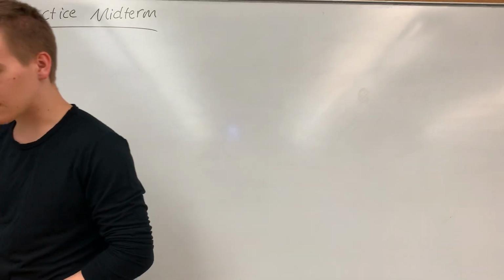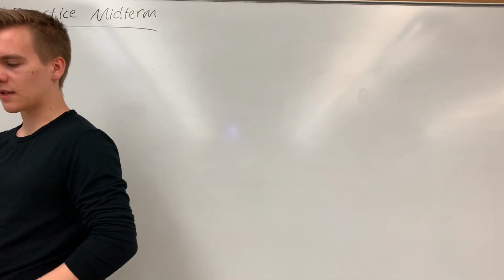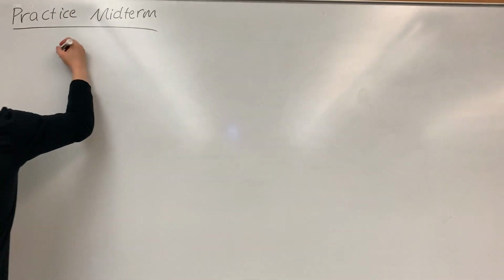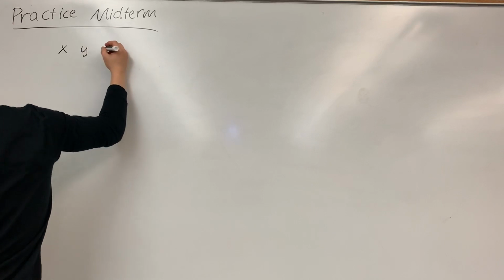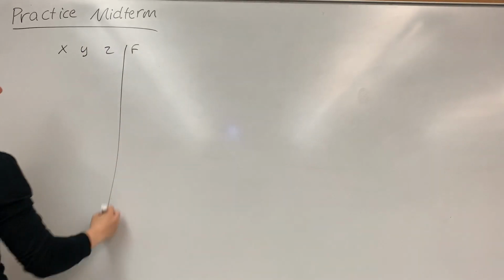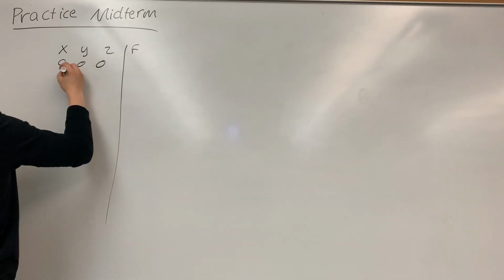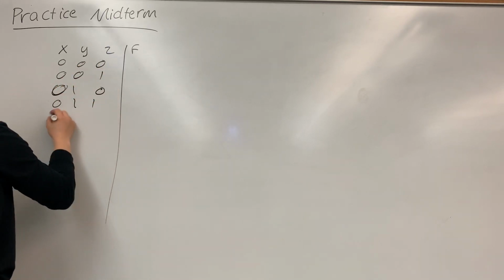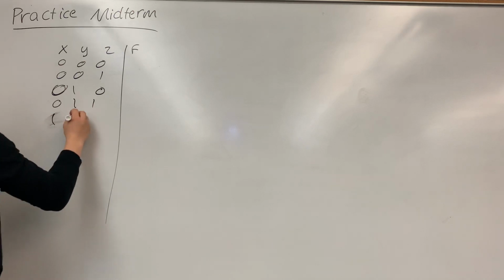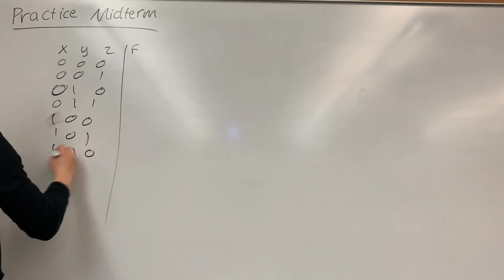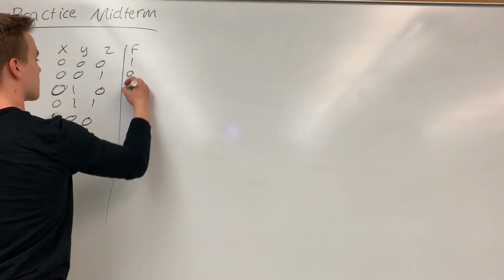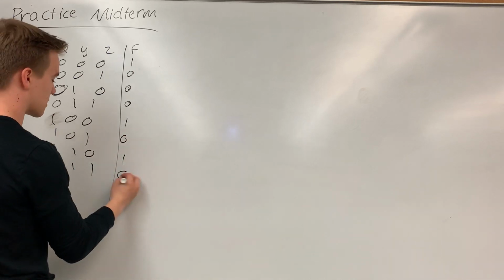Problem 2 says, consider the Boolean function f presented with the following truth table. Oh boy. Okay, I'll write out the truth table really quickly. It goes x, y, z, f. It's going to be a little bit ugly just so I can save some time. Okay, and then the outputs are 1, 0, 0, 0, 1, 0, 1, 0.